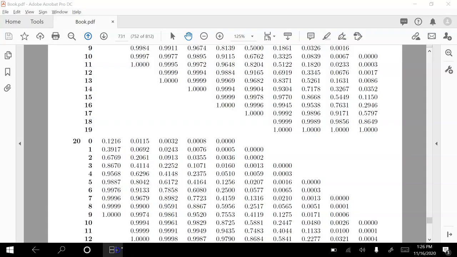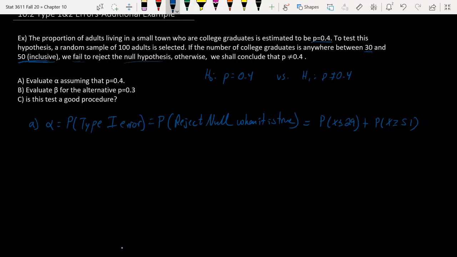So how can we get around that? We can definitely use the normal approximation here. X is approximately normal. We can approximate the binomial random variable with a normal random variable, a normal distribution.